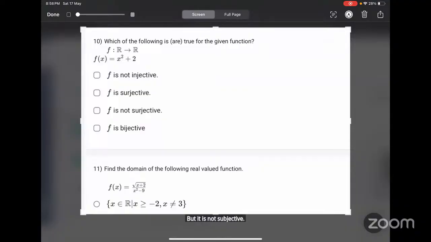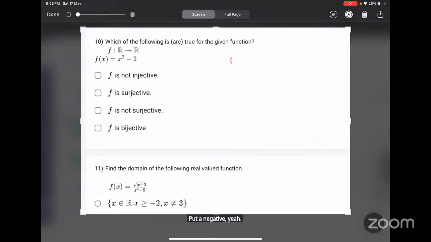You are confused between the definition of injective and surjective function. It cannot be injective, right? Sorry, ma'am, yes, ma'am, it cannot be injective because f of 1 is equal to f of minus 1. So not injective, right? And what about surjectivity?